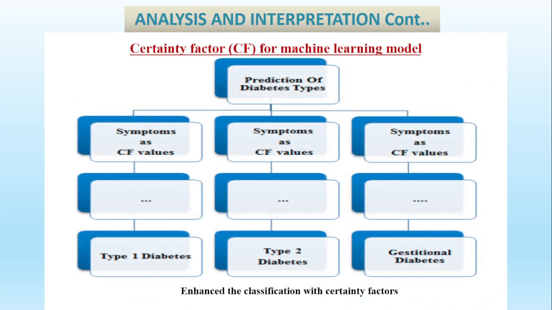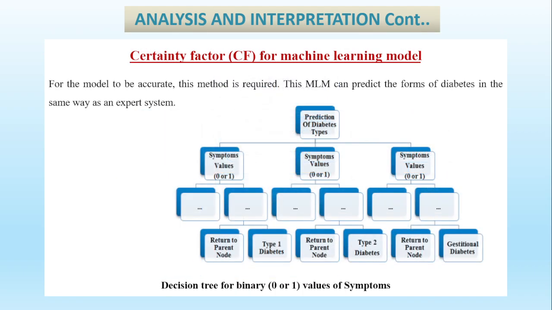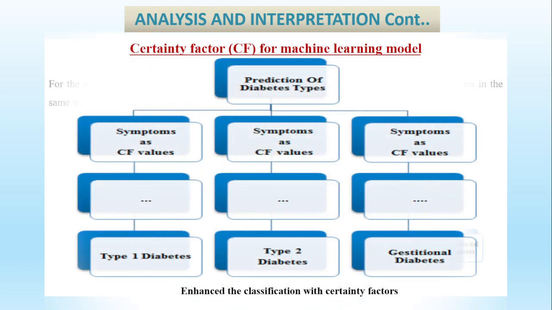Now this is the certainty machine learning model that can create predictions of diabetes type from symptoms. This is the model for the machine learning. Symptoms have a CF value, and the previous tree is without CF value. So this is without CF value, these are the symptoms. Then we categorized by the CF value, so we can decide type 1 diabetes, type 2 diabetes or gestational diabetes.